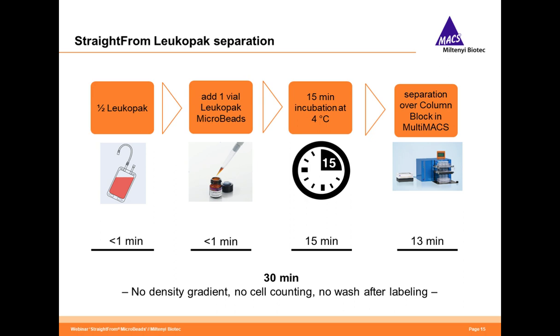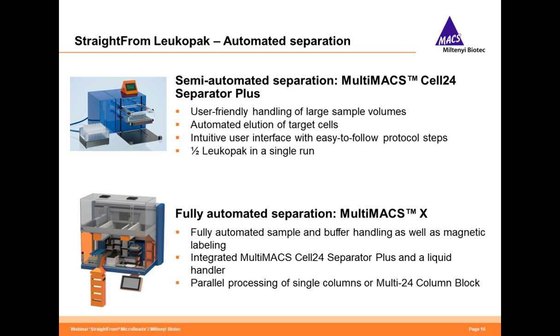So what we did, we configured the StraightFrom Leukopak reagents in a way that you can start with harmful leukapheresis, and you just need to adjust the volume of your apheresis to a total volume of 200 milliliters, and then you need to add the complete content of 1 vial of our MicroBeads to the sample. Then you can incubate your sample for 15 minutes with the MicroBeads, and then the separation is done using a multi-24 column block placed in the Multimax device. And this process usually only takes 30 minutes, so meaning without density gradient, without cell counting, no wash after labeling, you have your cells of interest within 30 minutes of time.